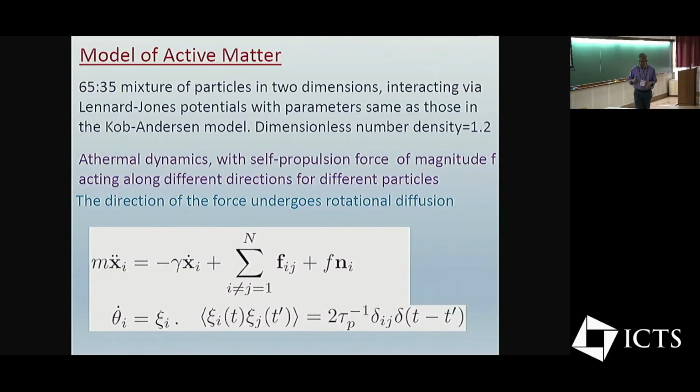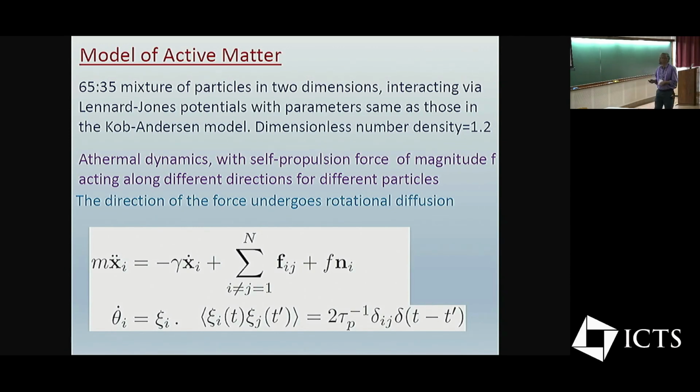So this is the kind of dynamics that we assume. As I said, we look at basically a mixture of two different kinds of particles to avoid crystallization and, in some sense, study glassy behavior over relatively long time scales. The model that we'll be looking at is one of the well-known models that have been studied in the context of glassy behavior in passive systems. And the dynamics is quite simple.